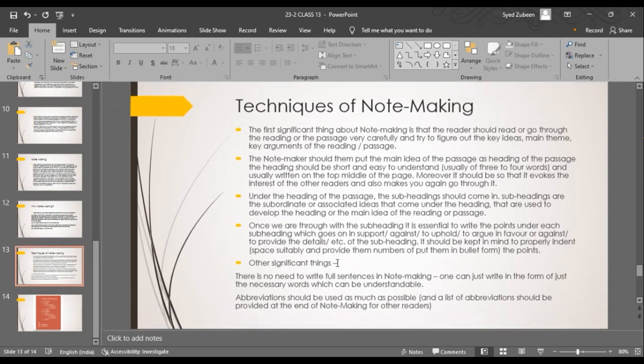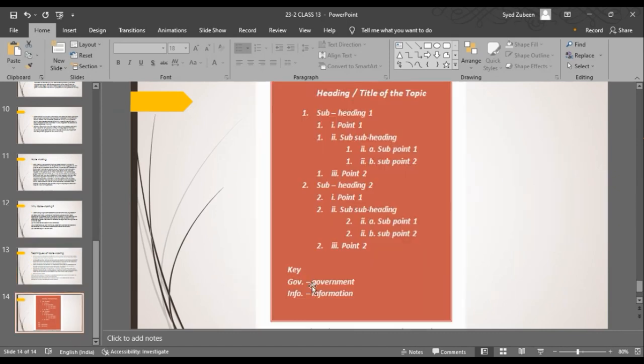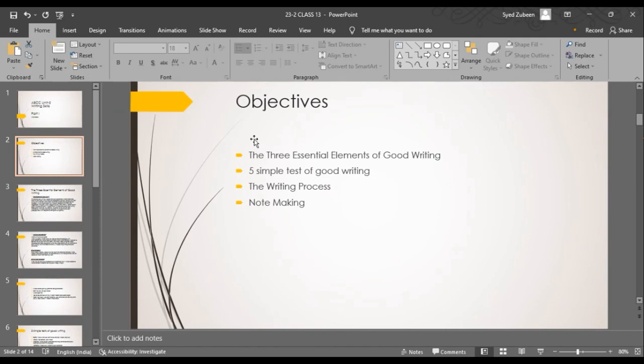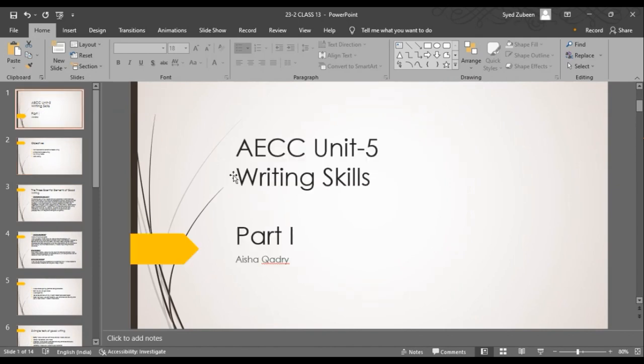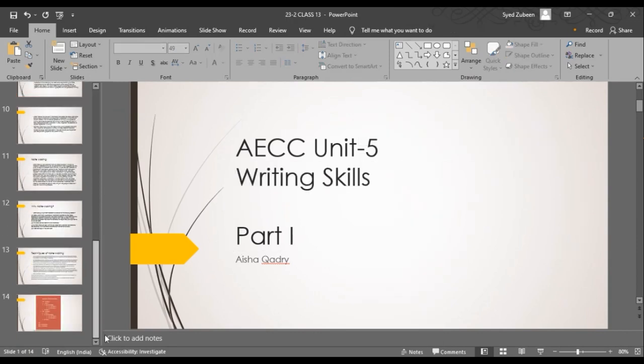All right, and then there is no need to write full sentences. In note making, one can write just the necessary words which can be understood. Abbreviations should be used as much as possible, and a list of abbreviations should be provided at the end of note making, right? So we are not going to write full sentences, rather we are only going to write what is important to us, right? For example, if we are going to make notes here, for example, we have writing skills. Let's do this.